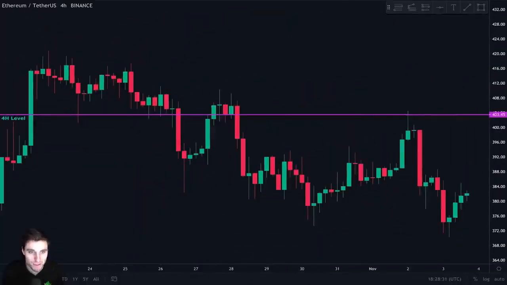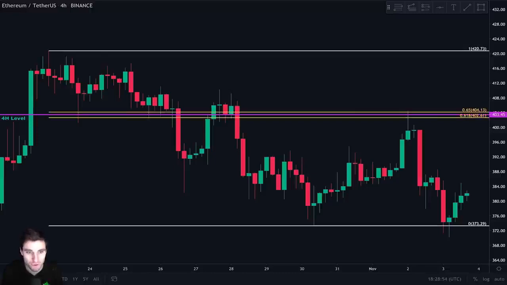Here is the Ethereum USD chart. We notice that this 4-hour level acted as support multiple times. So when price broke it, we expect it to now act as resistance. We then take our Fibonacci retracement to see if we have confluence at this area. As you can see, we had the CC retracement just next to this 4-hour level.